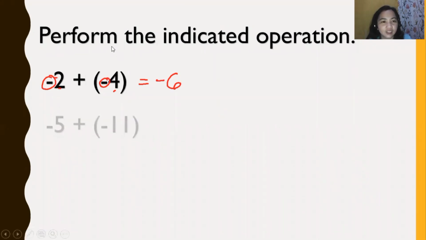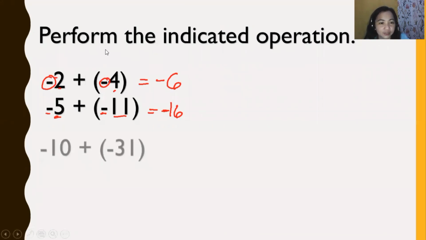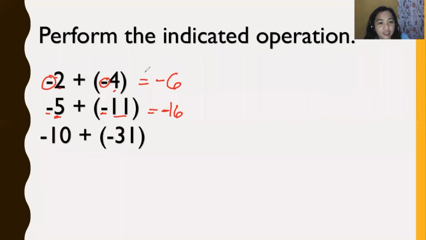So let's have another. We also have here negative 5 and negative 11. They are both negative numbers. So we have 11 plus 5 is 16, and their common sign is negative. So the answer is negative 16. Again, in adding like sign, add the numbers, then copy their common sign. And we have negative 10 plus negative 31. We have 31 plus 10 is 41. They are both negative numbers. Therefore, the answer is negative 41.